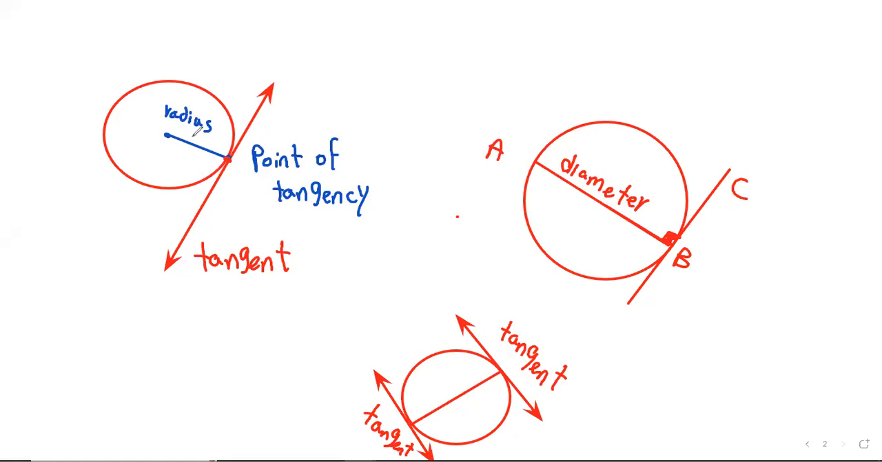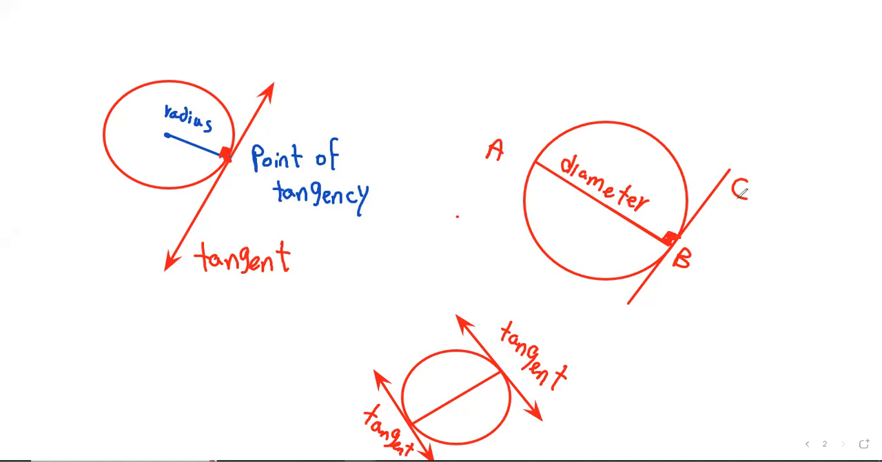The tangent is perpendicular to the radius from the point of tangency. So here we have a tangent and we have a radius. The tangent is perpendicular to the radius from the point of tangency. So this angle is a right angle. And here we have a diameter and we have BC. I don't know what BC is, but if this angle is 90, ABC is 90.